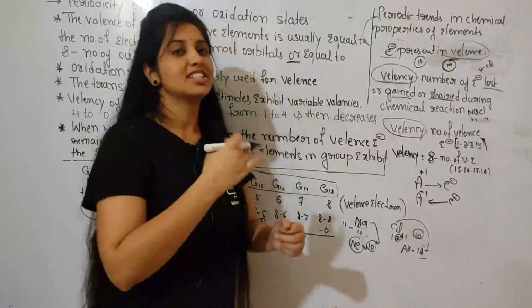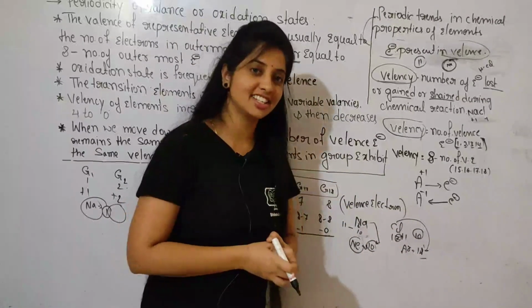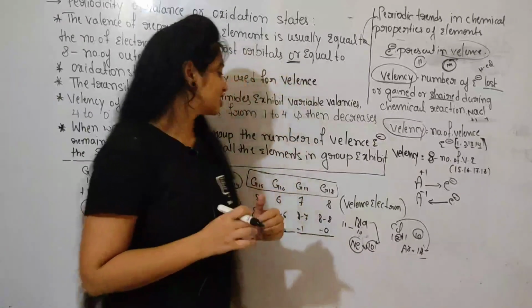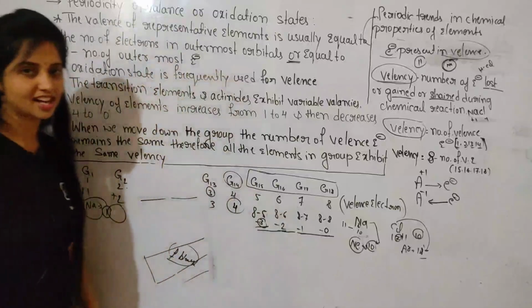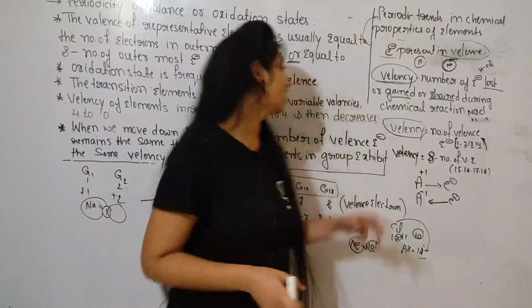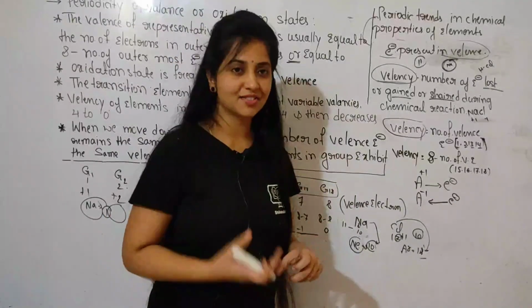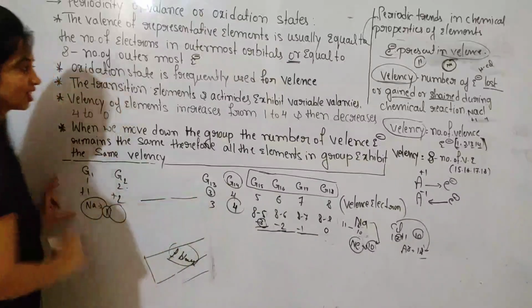Why? Because they wish to attain their stable configuration easily by gaining electrons. So here I wish to mention their valency with a negative sign like this. So this is all about the valency of the elements. And next we will learn about the trend in valency.